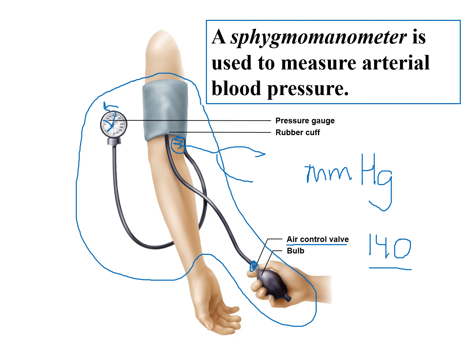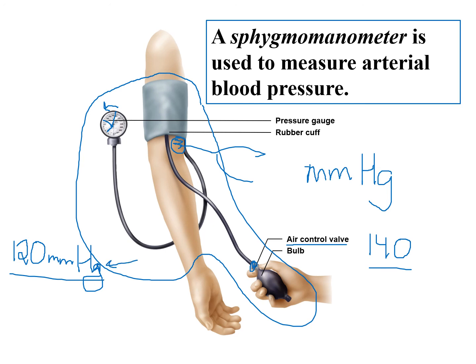So when you first hear that sound of the blood coursing through the brachial artery, you make note of that number. That's the systolic pressure. And generally for a healthy individual, that's typically about 120 millimeters of mercury. Okay, so you first start to hear that sound. You make note of that. That's the systolic pressure. That's this number.